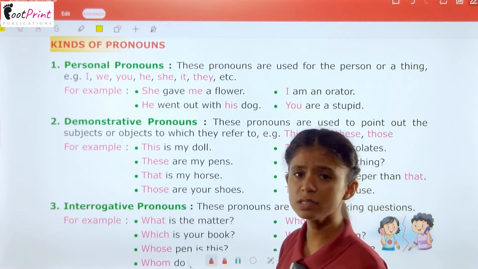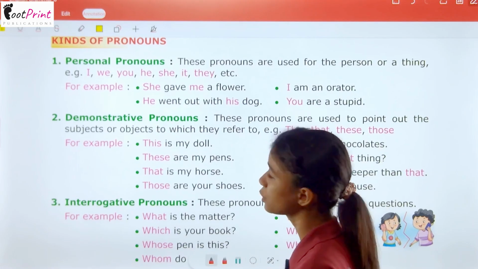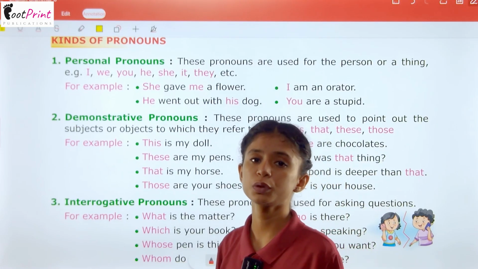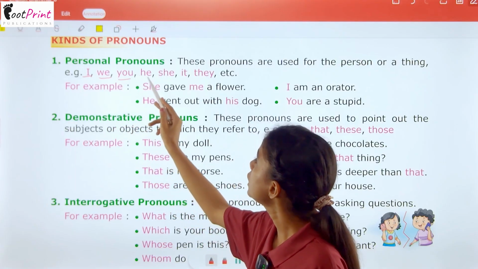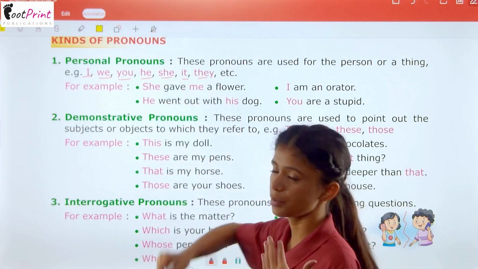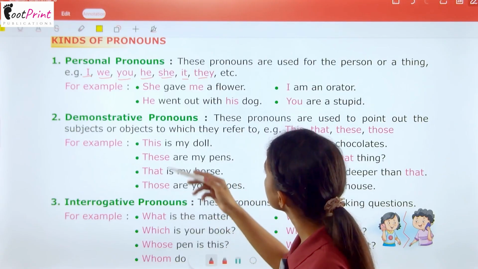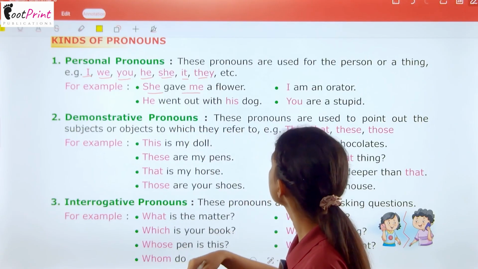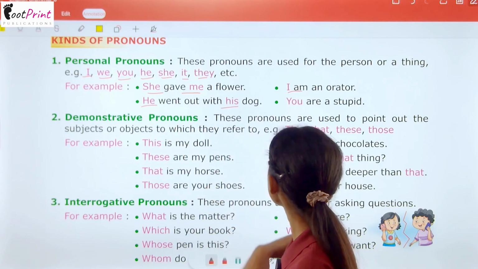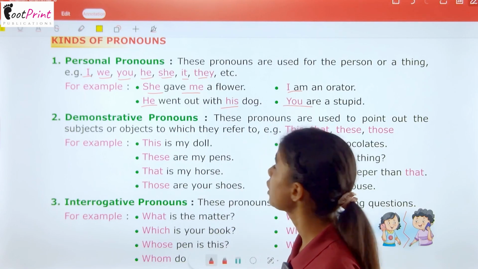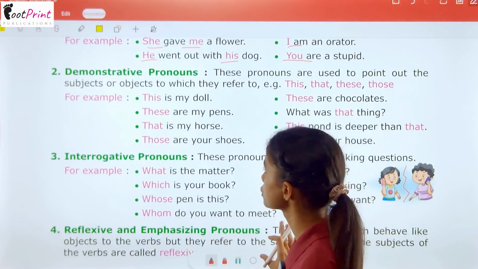First we have personal pronouns. These pronouns are used for a person or a thing. For example, I, we, you, he, she, it, they, etc. All these are examples of personal pronouns. For example, she gave me a flower. I am an orator. He went out with his dog. You are stupid. All these are personal pronouns.